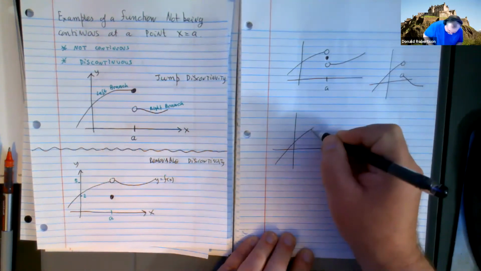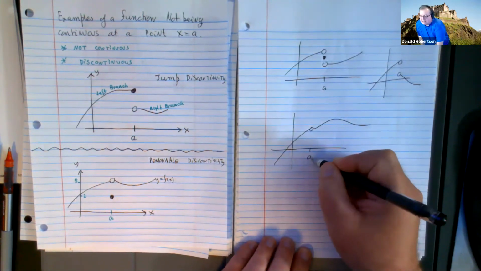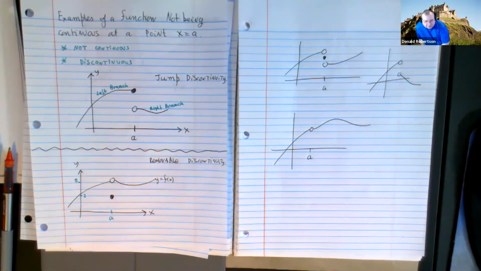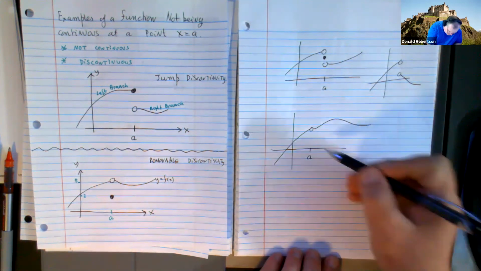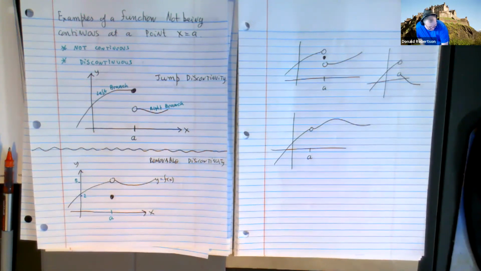Right, here's a removable discontinuity. Is that still a removable discontinuity? Agreed? There is no f of a, it doesn't exist. If I put the dot there or there, like I have here, still no good.